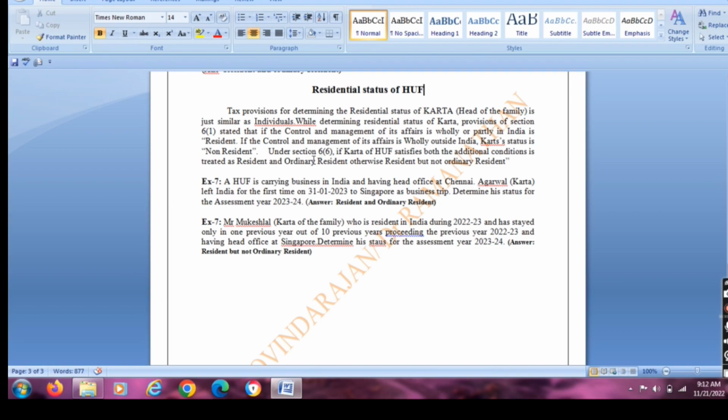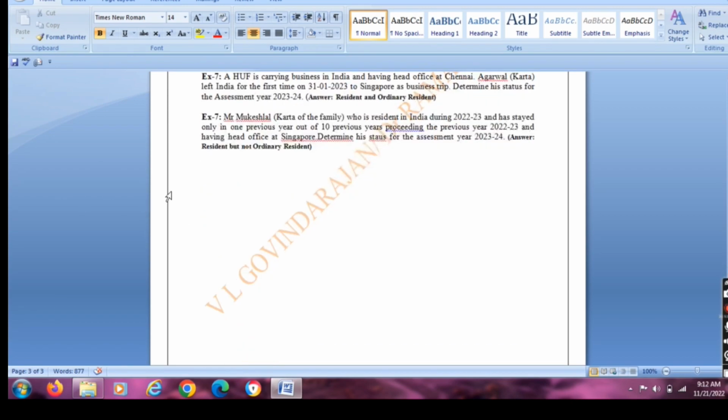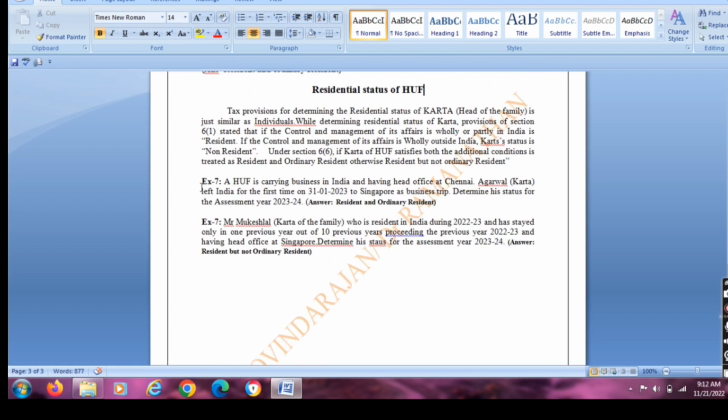Let's see exercise 7. A HUF is carrying on business in India and having head office at Chennai. Mr. Agarwal, Karta, left India for the first time on 30th January 2021 to Singapore on a business trip. Determine his status for the assessment year 22-23. Actually, here in this exercise, Mr. Agarwal stayed up to 31st January 21. So he has stayed more than 182 days during our accounting year. So he is resident and ordinary resident.